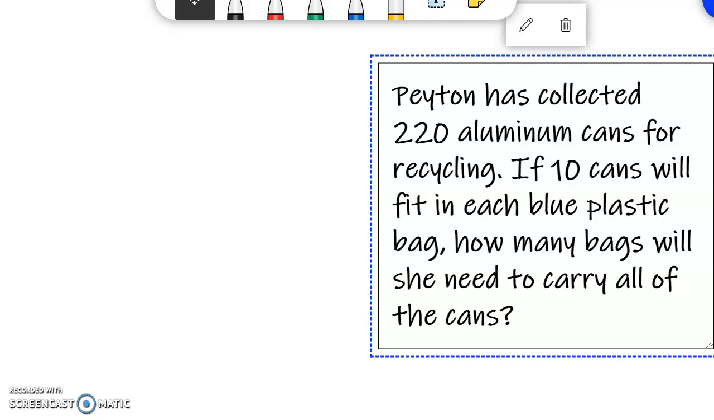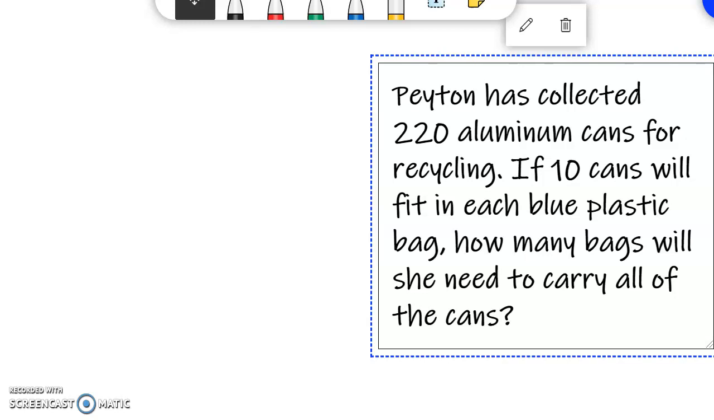Good afternoon, marvelous mathematicians. Today's I can statement is, I can multiply and divide whole numbers by powers of 10 to solve word problems.